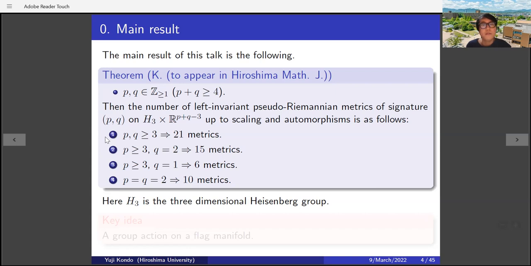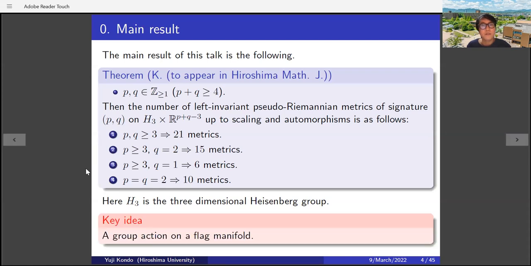Number one: if p and q are greater than or equal to 3, then the number is exactly 21. Number two: if p is greater than or equal to 3 and q is 2, then the number is 15. Number three: if p is greater than or equal to 3 and q is 1, then the number is 6. And finally, if p and q are both 2, then the number is 10. I will explain the proof later, but the key idea is a group action on a flag manifold.